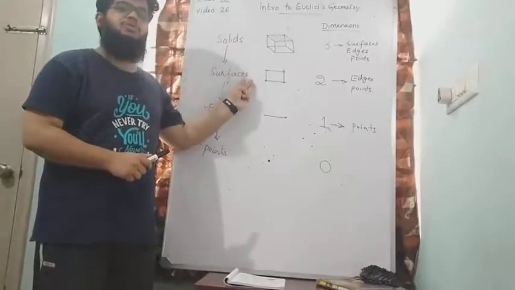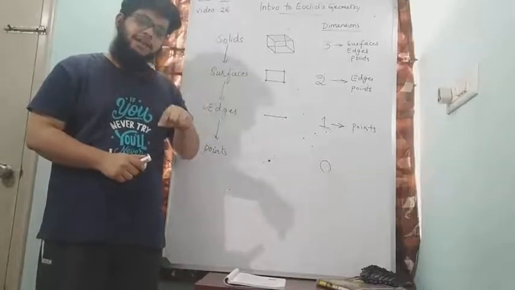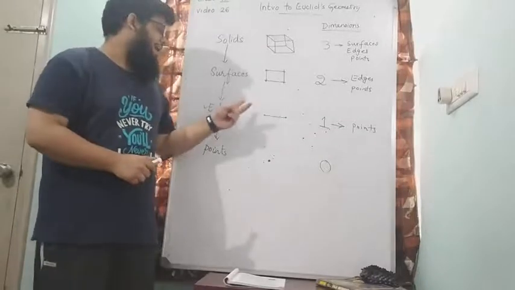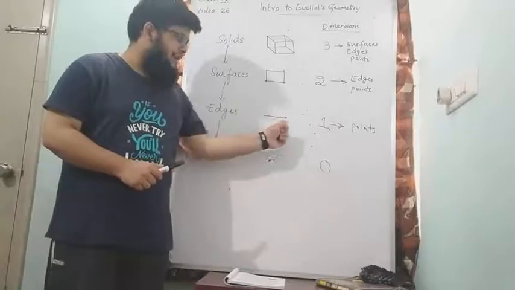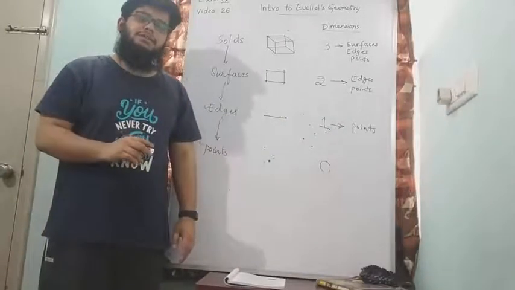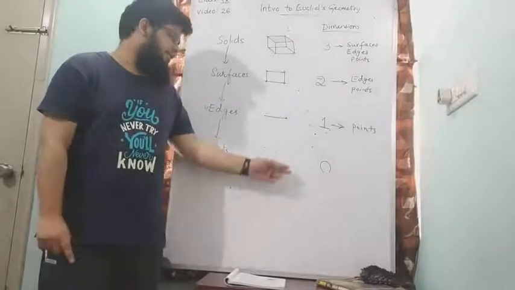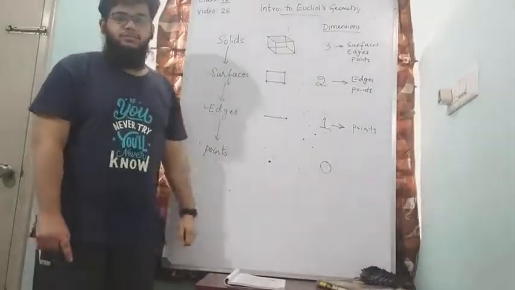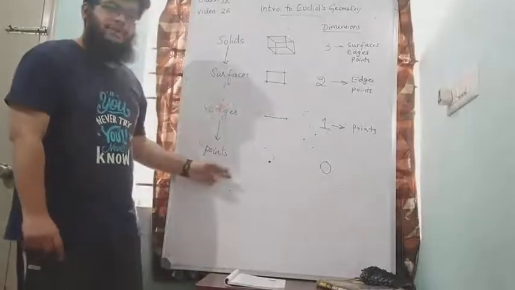If we speak only about surface, surface has only 2 dimensions. That is, surface is made up of lines or edges, and every line or edge is made up of points. So 2. And edges have only 1 dimension, which is points. That means every edge or line is made up of only points. Points are the smallest structures, and they are not made up of anything. Therefore, the number of dimensions in a point is 0. So the smallest structure that we get from a solid is a point.